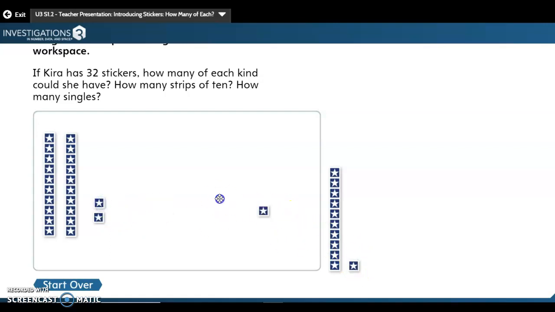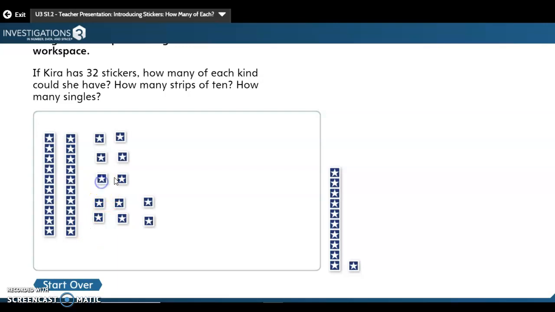So we've got 10, 20, 21, 22, 23, 24, 25, 26, 27, 28, 29, 30. There's 30, but we still have to get to 32. 31, 32.